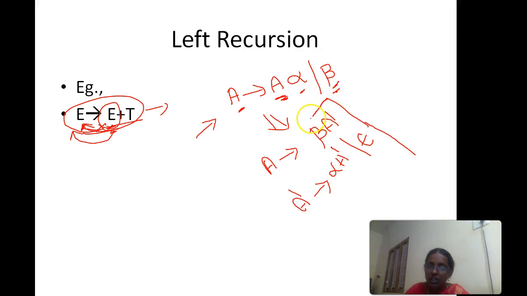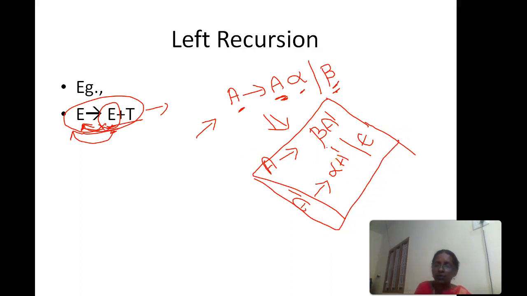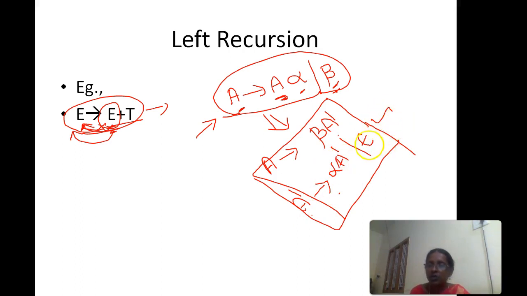So this is what we have to write, right? A generates A alpha or beta. For these two productions, we can rewrite them as A generates beta A dash, and A dash generates alpha A dash or epsilon. So this is the rule for eliminating left recursion.